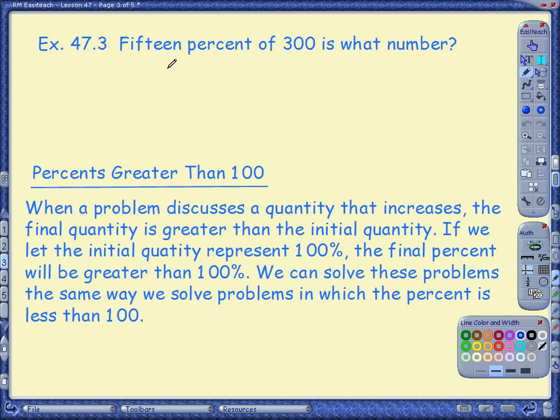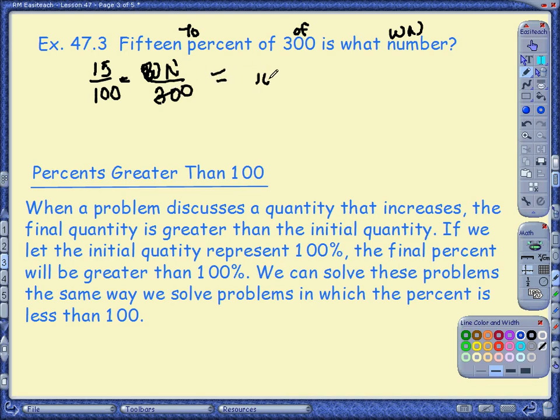15% of 300 is what number? Again, we can put our 15 over 100. We have 300 here. That's the of number. And we don't know. This is the percent. This is the of. And the missing is number is what number? So we're going to put what number here and over 300.